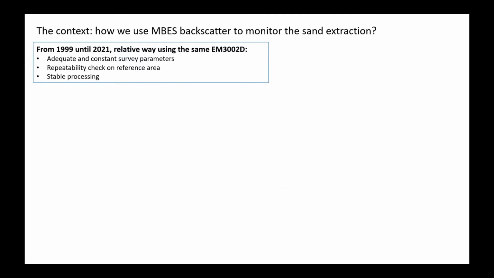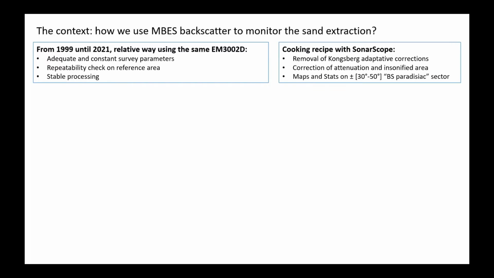We started a long time ago, and just a period of that is my golden years. That was more or less 10 years, more than 10 years, using the same echo sounder on the same vessel. Very simple method, very robust. We always keep adequate and constant survey parameters. We check the repeatability, and we have an extremely good time series. We use the same cooking recipe for the backscatter with the Sonar Scope.